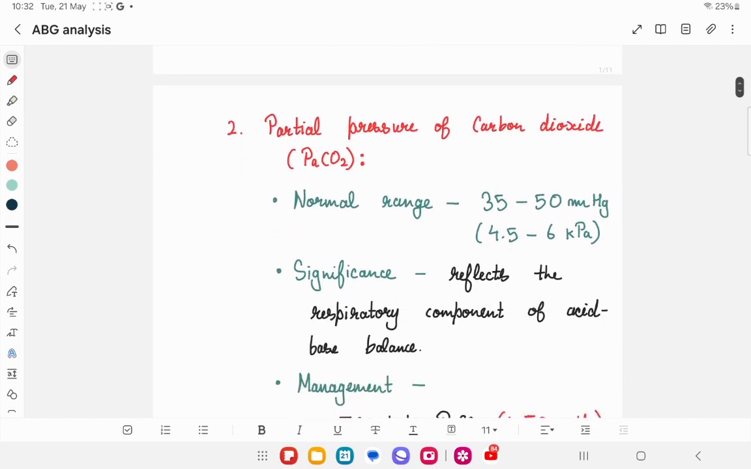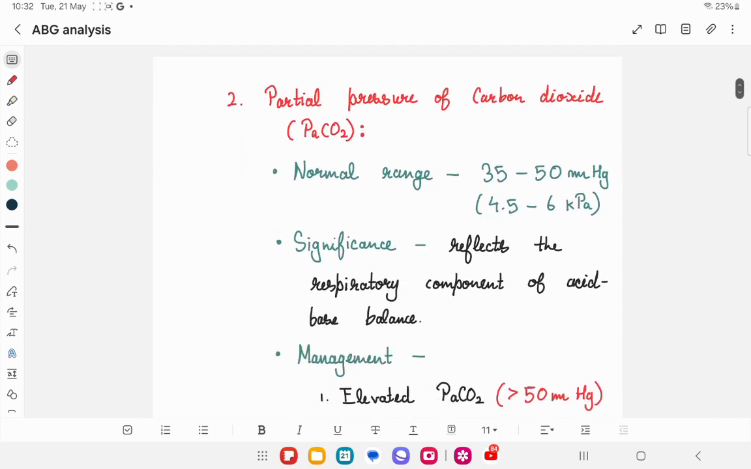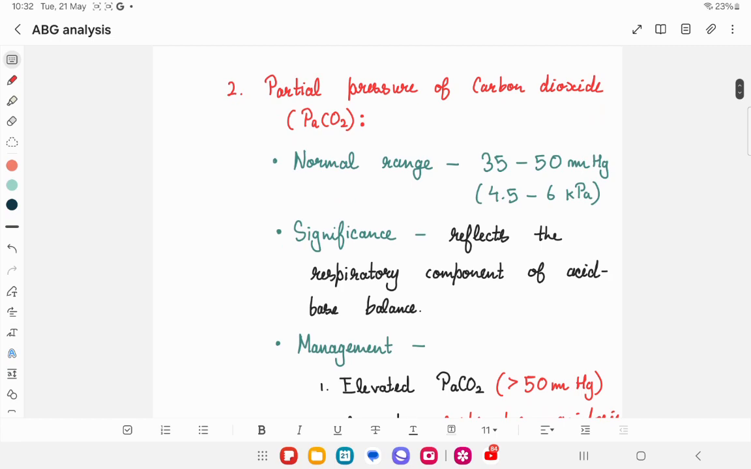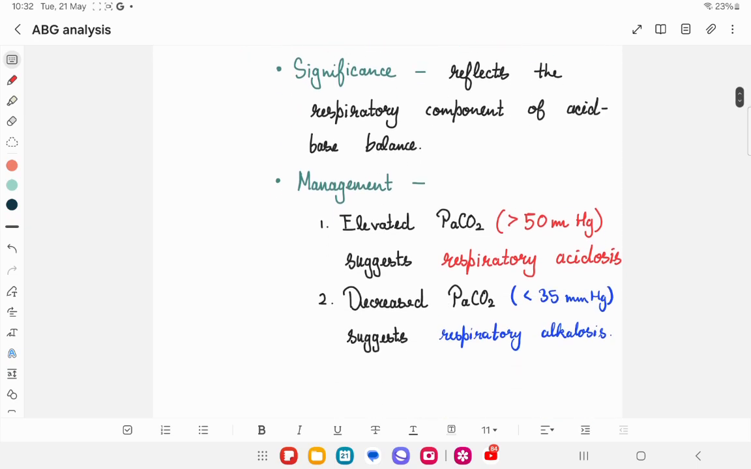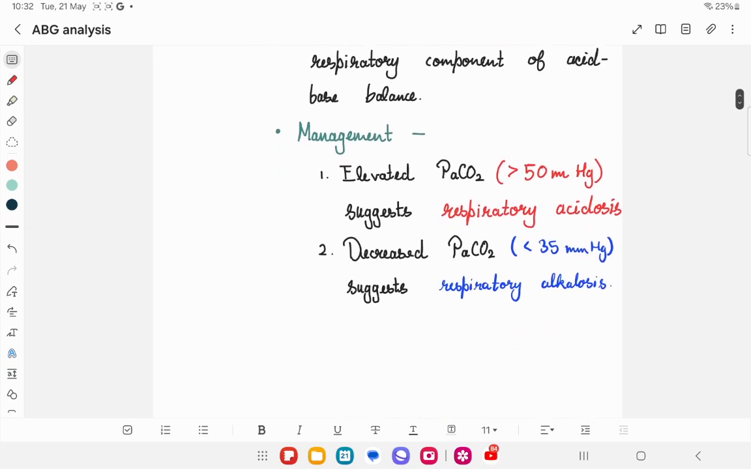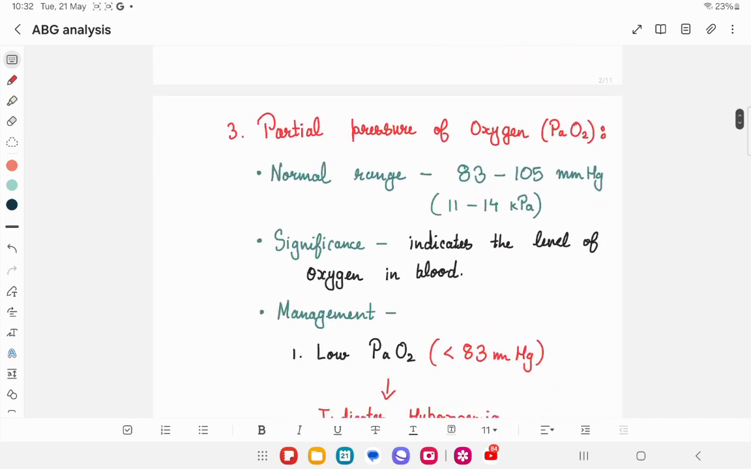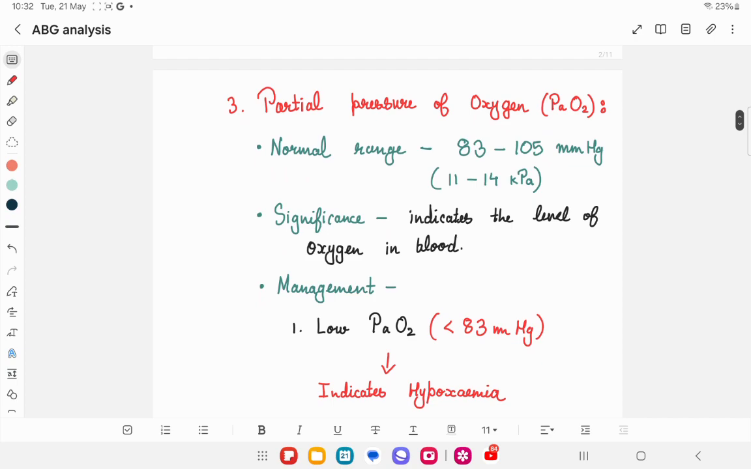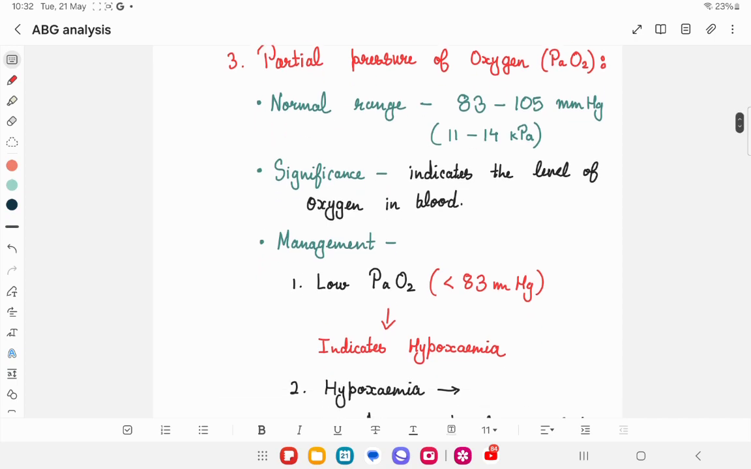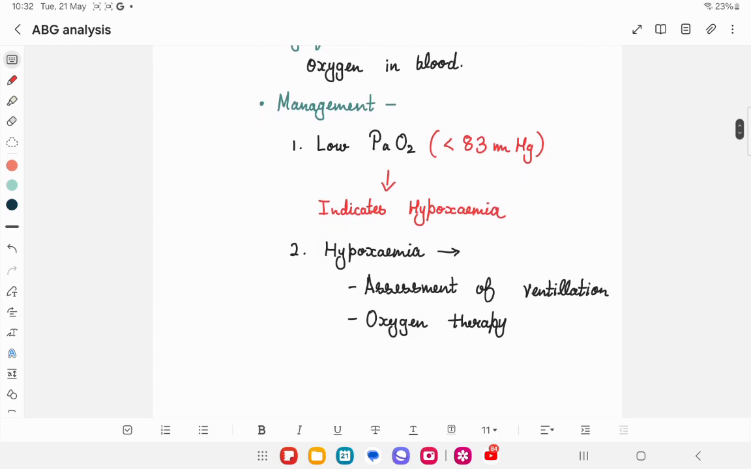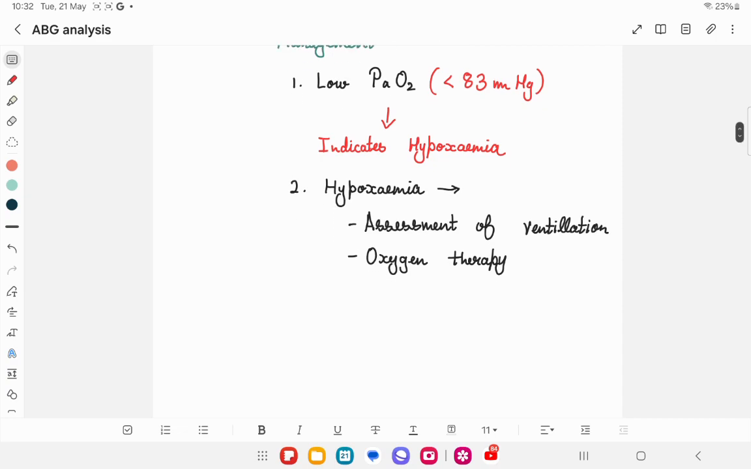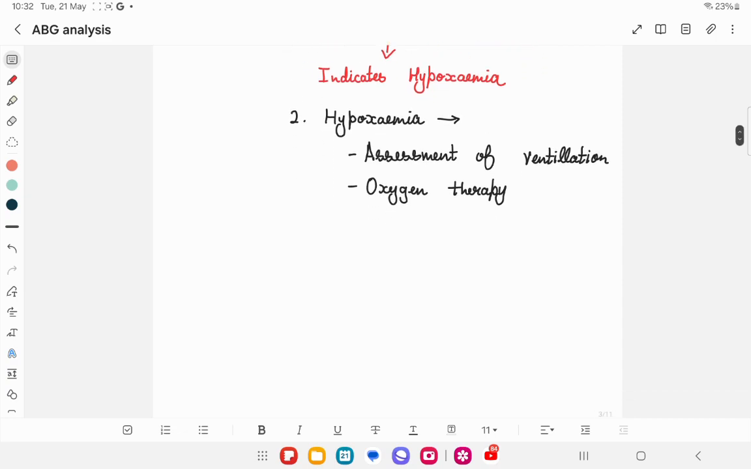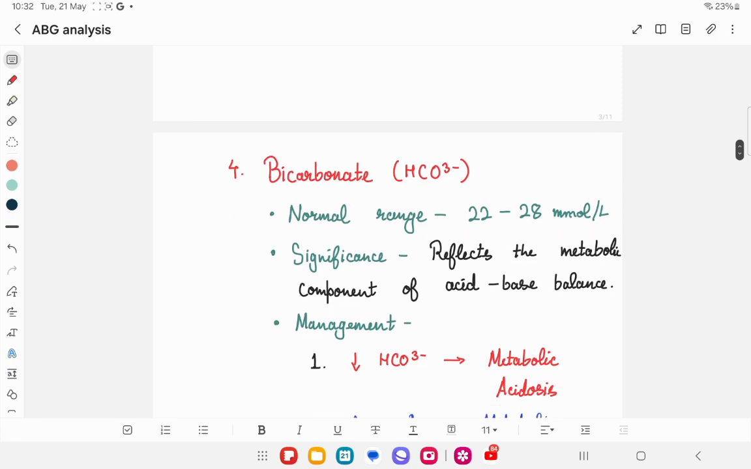Next point is partial pressure of carbon dioxide. Normal range would be 35 to 50 mmHg or 4.5 to 6 kPa. Significance reflects the respiratory component of acid-base balance. Management is elevated PaCO2 is respiratory acidosis, decreased PaCO2 is respiratory alkalosis. Partial pressure of oxygen, normal range is 83 to 105. Significance indicates the levels of oxygen in blood. Management, low PaO2 less than 83 mmHg indicates hypoxemia, and if there is hypoxemia we need to ventilate and go for oxygen therapy and so on.